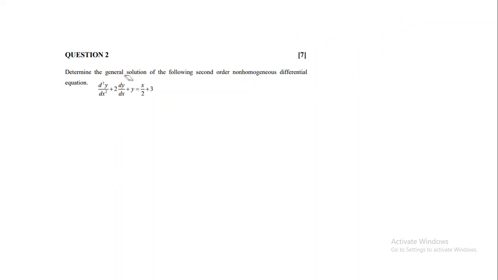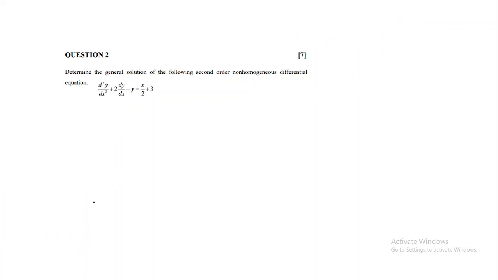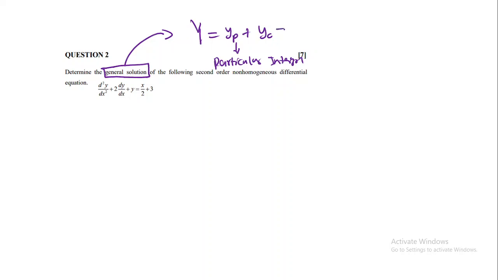So they say determine the general solution. This is what you need to do when you are reading a question. What is the general solution? We all know that when you talk about the general solution, we're just referring to y, which is equal to yp plus yc. And we know that yp represents our particular integral, whereas yc represents what? Your complementary function.